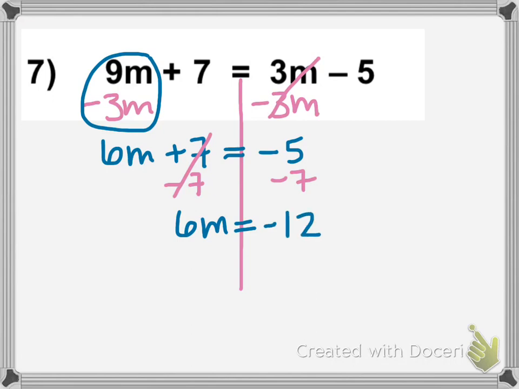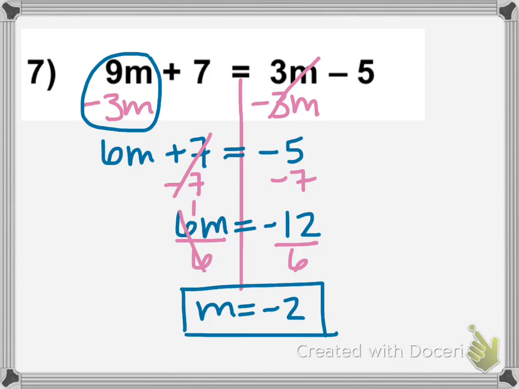Last step, get rid of that coefficient by dividing both sides by 6. 6 divided by 6 is 1. 1 times m is m. Equals, on the right, negative 12 divided by 6 is negative 2. There's your solution.